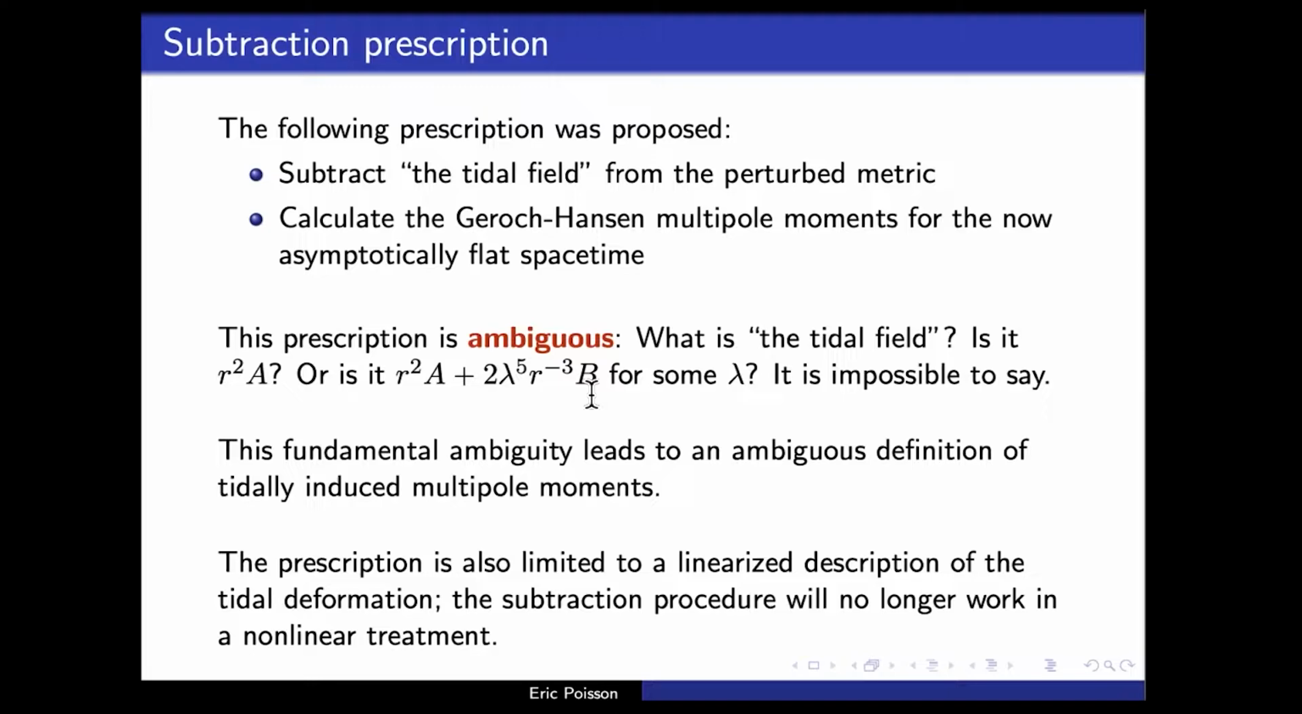There's no such thing as the tidal field. There's such a thing as the total metric around the deformed body, but there's no meaningful decomposition of that total metric into a tidal field and a response. They come together. So any attempt to subtract anything would be based on your personal choice of a definition for a tidal field that you may really like, but somebody like Sam could come in and say, well, I prefer this one. And the point is that all your multipole moments would become dependent on that scaling parameter, and they would all be ambiguous in the same way that the Love numbers were ambiguous before.